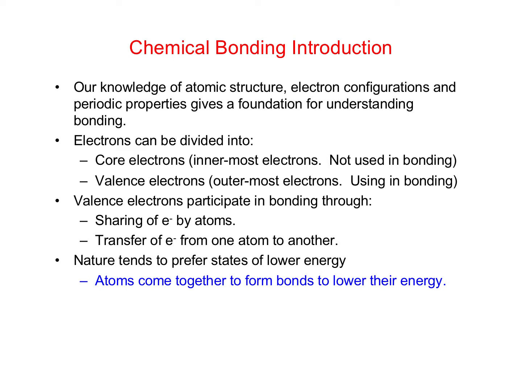And primarily, the way that electrons participate in bonding is either through sharing of electrons or by transferring electrons from one atom to another. Now, the reason molecules and atoms form bonds is because it allows them to lower their energy. And in general, nature prefers states of lower energy. And so that's why atoms bond. They're trying to become more stable and lower their energy.